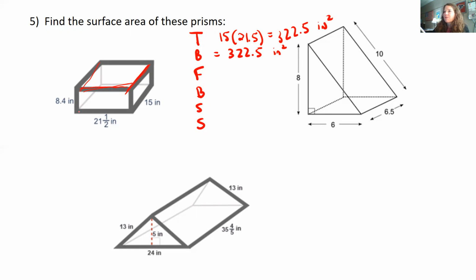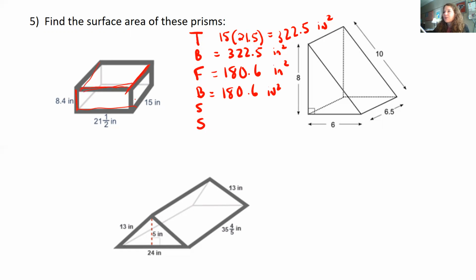All right, what about the front? What are the dimensions? I have a 21 and a half by 8.4. So I'm going to do 21.5 times 8.4. So the front is 180.6. And the back is the same thing, 180.6.